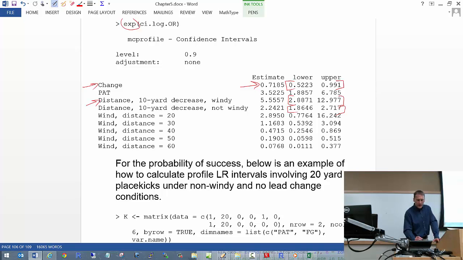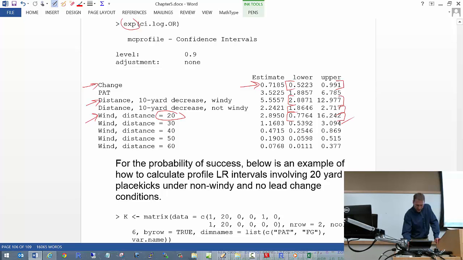Now let's look at the wind variable. So I'm comparing the odds of windy versus not windy. Distance of 20 yards. Look at my confidence interval, 0.77 to 16.24. Ah, 1 is inside that interval. So would you really be concerned about whether it was windy or not if you're doing a 20-yard place kick? No.